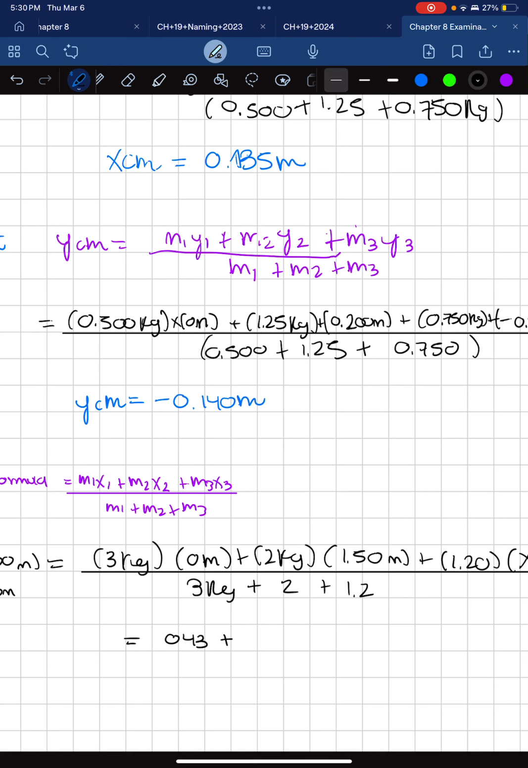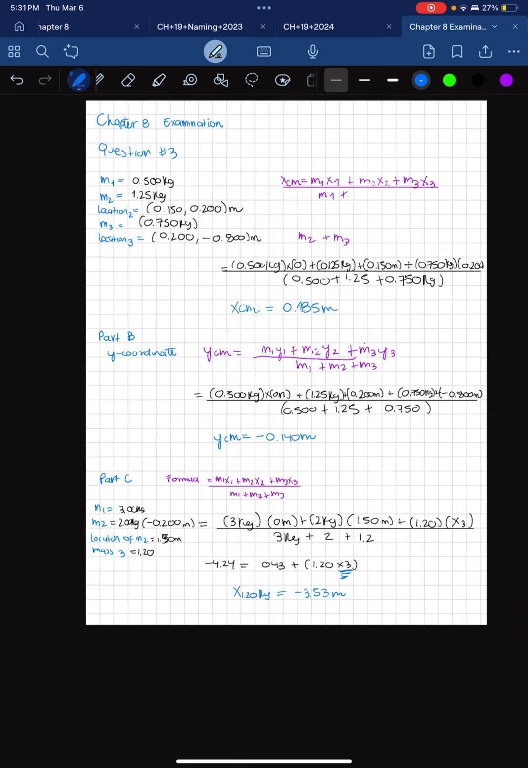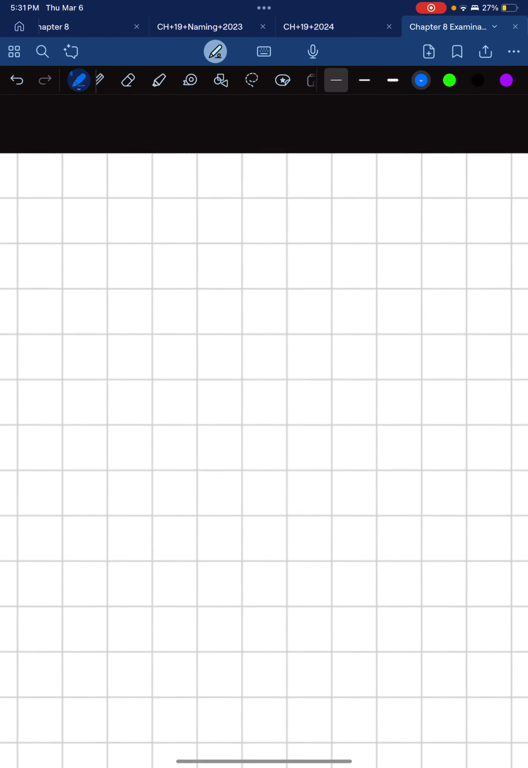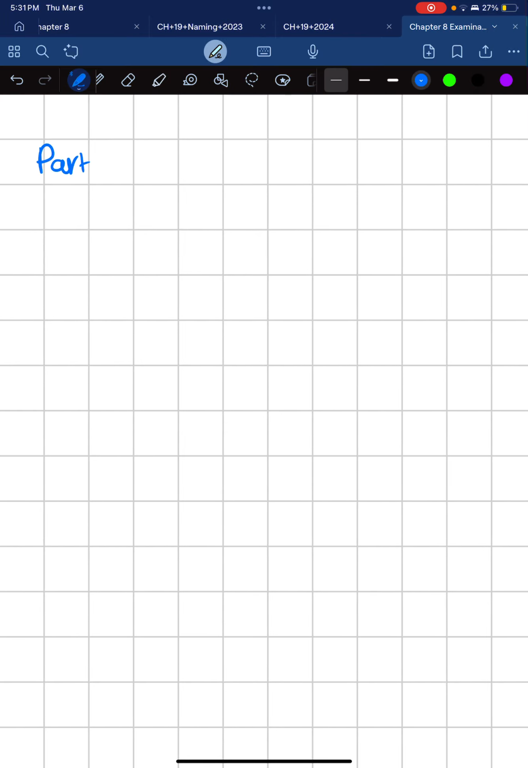0.3 plus, we still have this here, 3. I moved over what we could, and then we are simply gonna get this by itself from algebra, and then we're gonna have that the x location for the 1.20 kilogram one was negative 3.53 meters. Okay, and that is gonna be part C. Now let me go ahead and do part D right now. Part D.